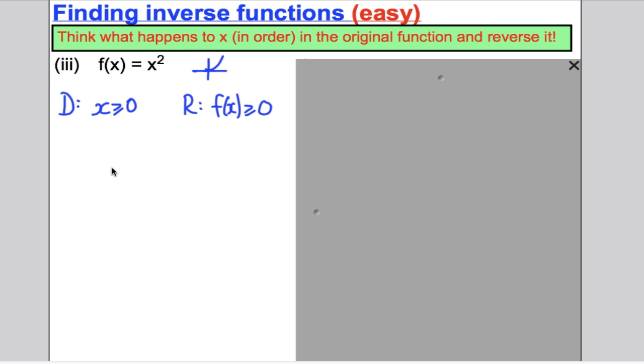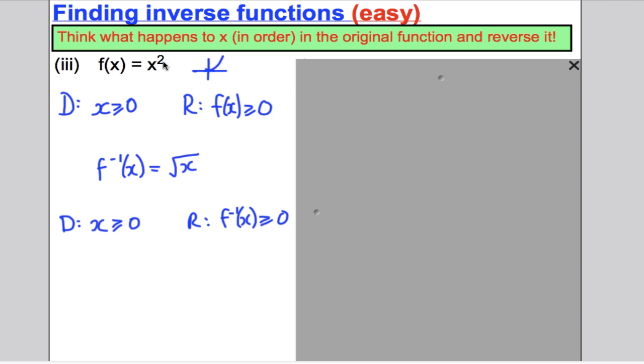Now, what's the opposite of squaring? Well, the opposite of squaring is to take a number and to take the square root of the number. So that would be the inverse function. And what is its domain and its range? Well, its domain is the range of the original function, so x has to be bigger than or equal to 0, and the range, well, the range is the domain of the original function, so f to the minus 1 of x has to be bigger than or equal to 0 here.